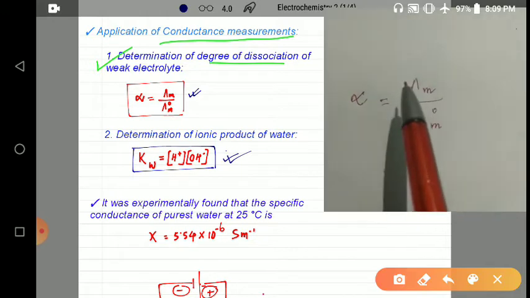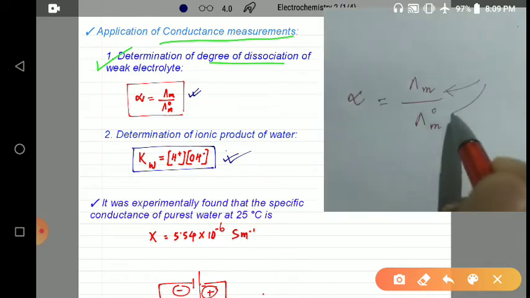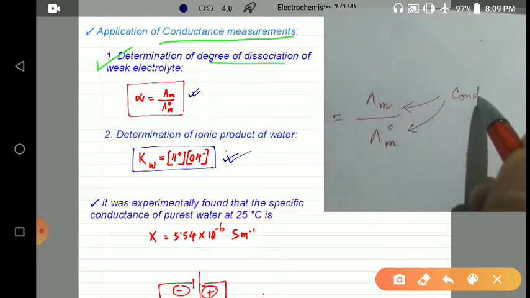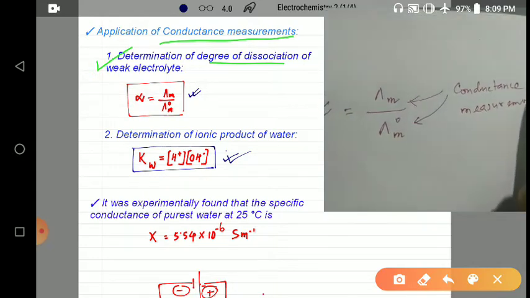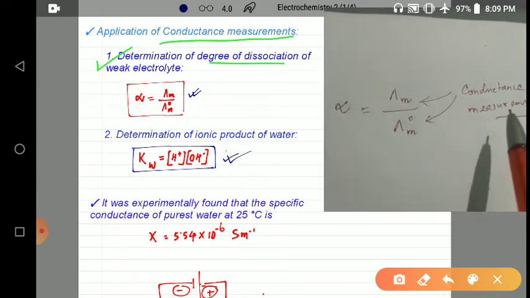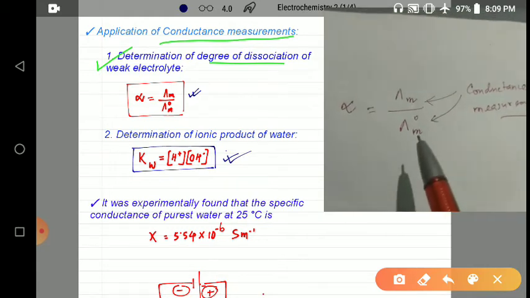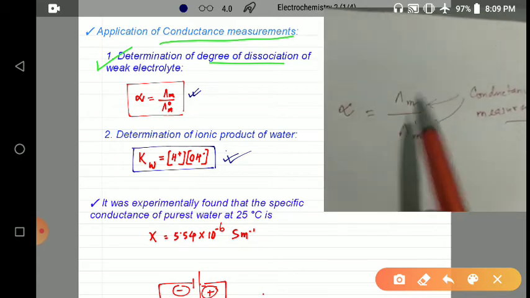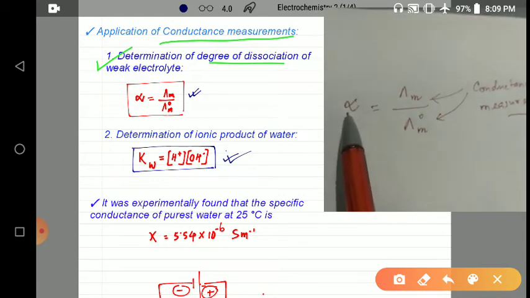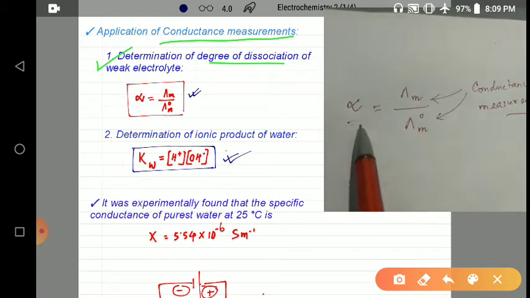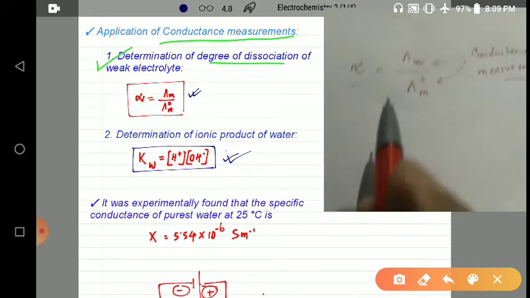Okay, so we can calculate lambda m and lambda m naught by using conductance measurement. That means we can first calculate specific conductance, and from that specific conductance we can easily calculate lambda m and lambda m naught. Once we have the value of lambda m naught, then we can also have the value of alpha, that means the degree of dissociation. That means degree of dissociation can be calculated from conductance measurement. So this is the first application.